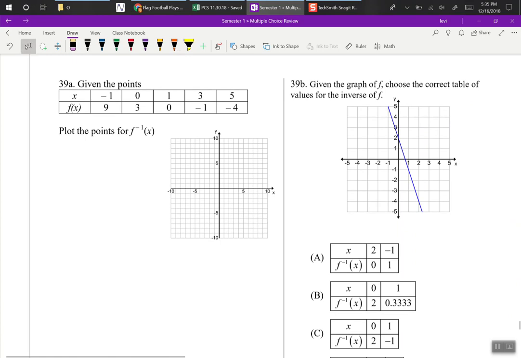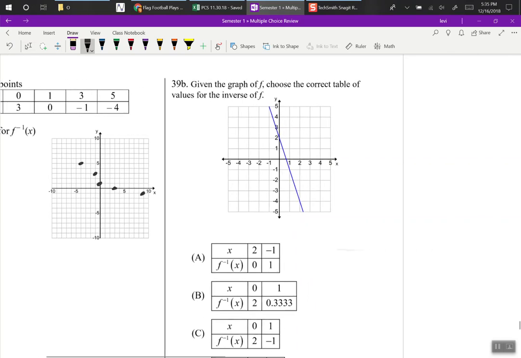39A, given the points, plot the inverse of x. So this point is, instead of being -1, 9, is now going to be 9, -1. Instead of being 0, 3, it's now 3, 0. And instead of 1, 0, it's 0, 1. Instead of 3, -1, it's -1, 3. And instead of 5, -4, it's -4, 5. So those are those points.